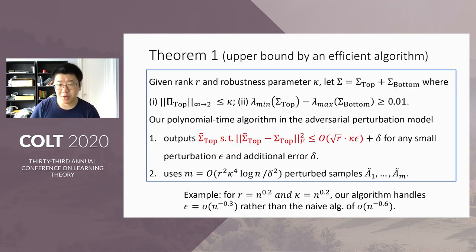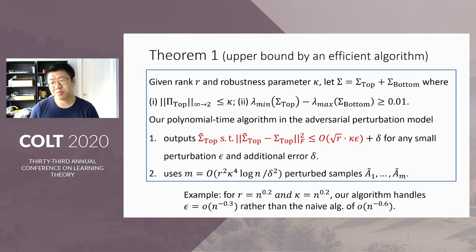Let me first go over the upper bound, which is obtained by an efficient algorithm. Given the rank R and the robustness parameter kappa, we still decompose the covariance matrix sigma into sigma top and sigma bottom. We further assume two conditions on sigma. The first one is that the projection of the top principal subspace sigma top has infinity to 2 operator norm at most kappa. The second is that there is an eigengap between sigma top and sigma bottom. Say the least eigenvalue of sigma top is 1% larger than all eigenvalues of sigma bottom.